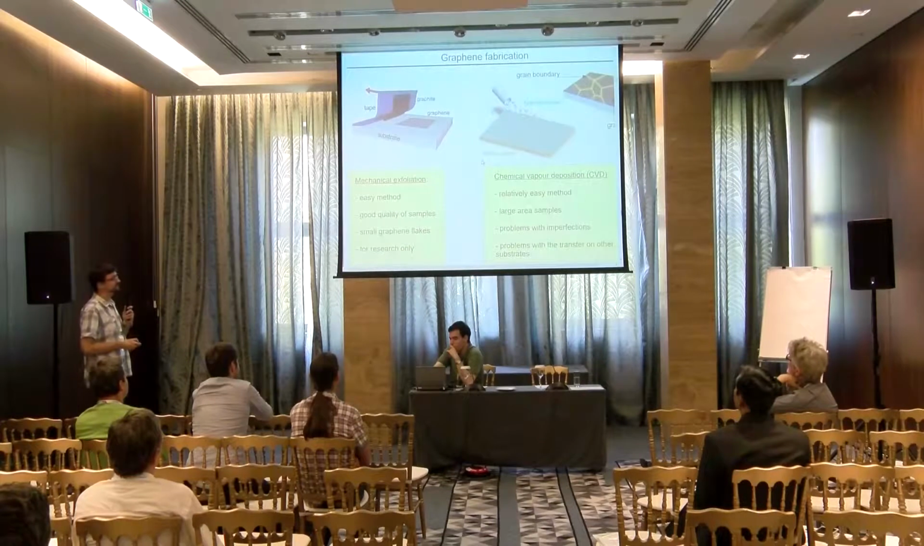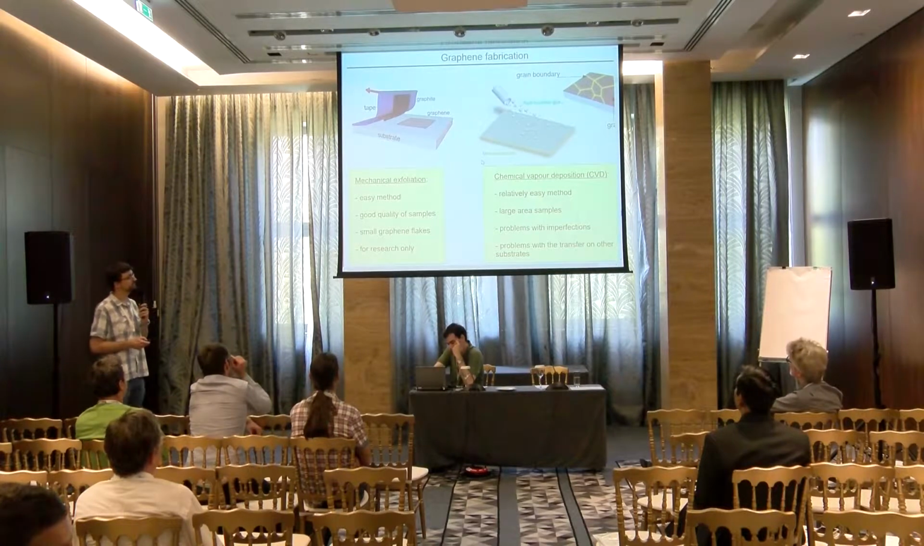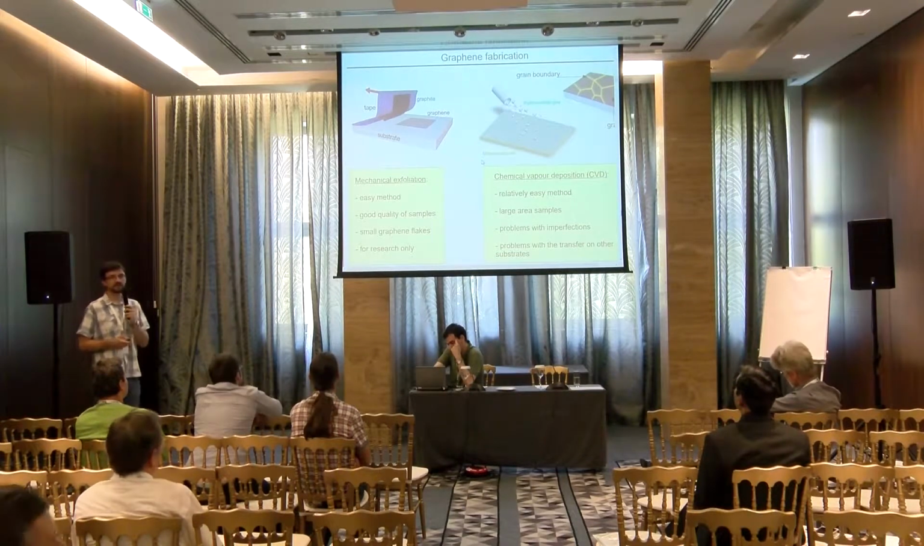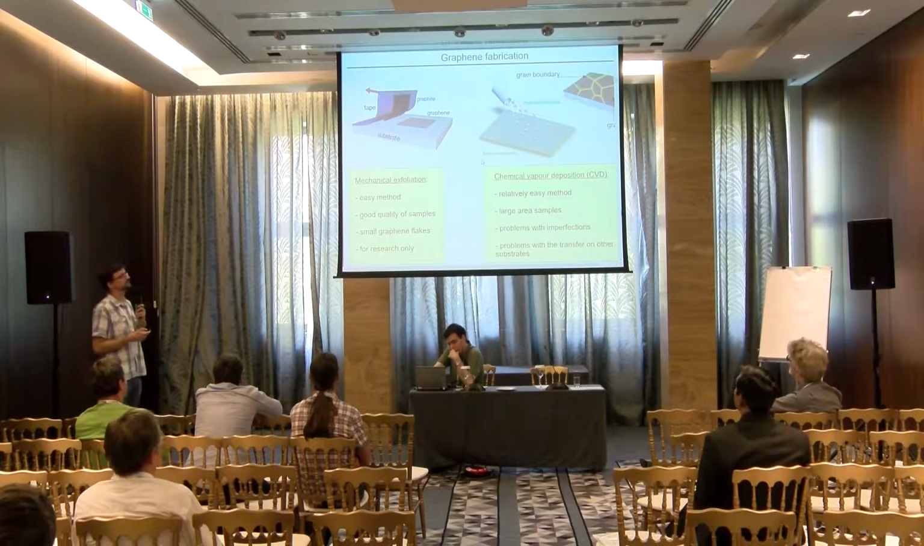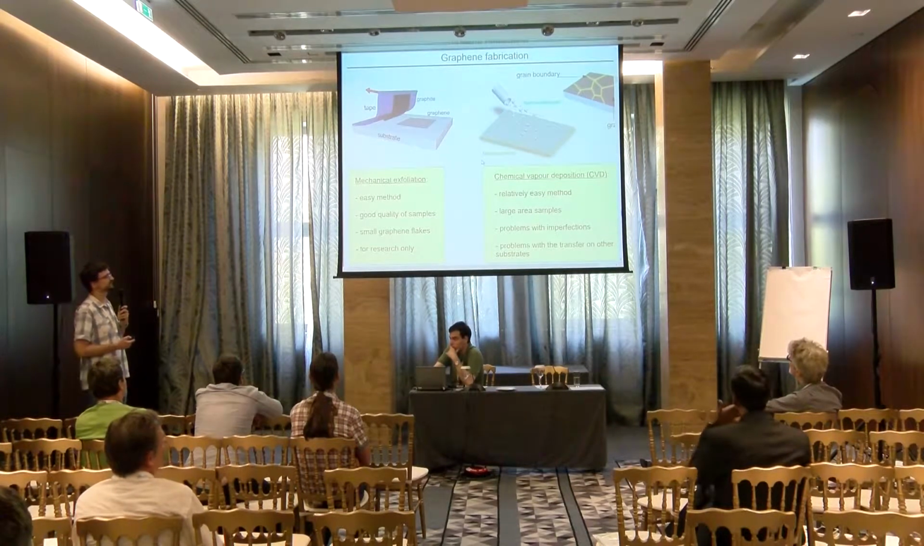The next method is chemical vapor deposition. This is a simple, robust method for the production of large-area graphene. In this method, graphene is first grown on metallic, for example nickel or copper, foils and then transferred onto the desired substrate. But the first problem is that CVD graphene is a polycrystalline material, so it consists of a network of monocrystalline grains which are separated by grain boundaries, which are defects in the graphene.